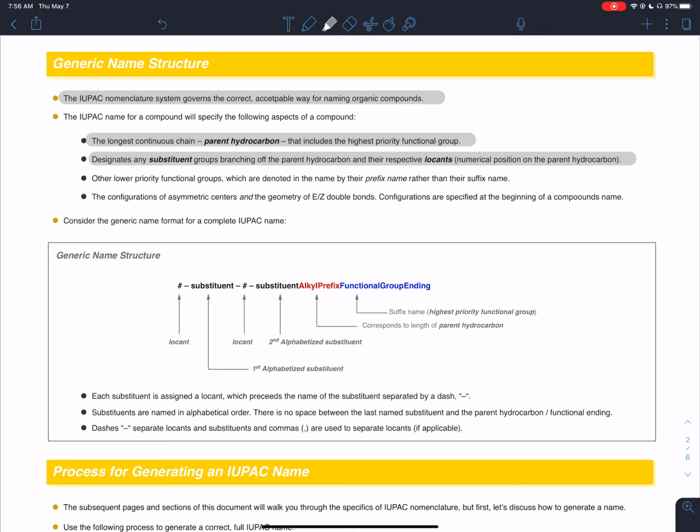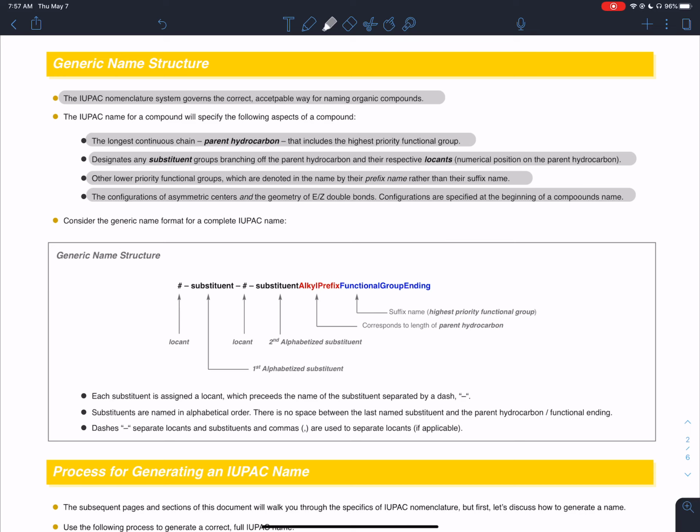Okay. Now, we also need to denote in our name the presence of any lower priority functional groups. And what we're going to do is denote those by using their prefix name rather than their suffix name. In a separate video, I will be going over functional group priorities and the difference between a prefix name and a suffix name. So we'll get to that for sure. And then, of course, the last thing that we need to do, and this is when you'll get a little bit further in organic chemistry, we'll have to denote configurations. So this could be R and S or E and Z to denote different types of what we call stereochemistry.